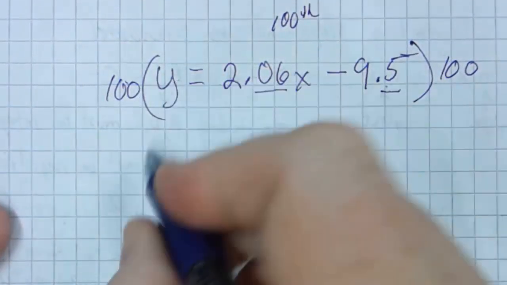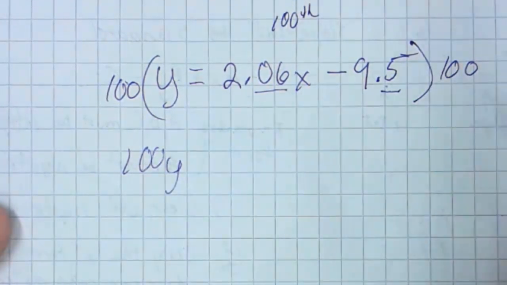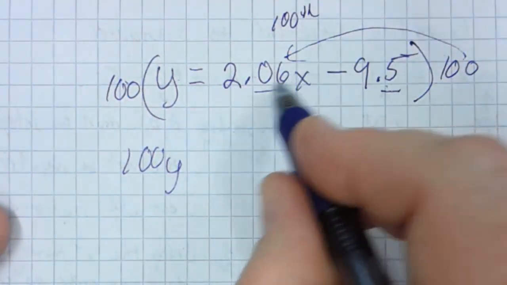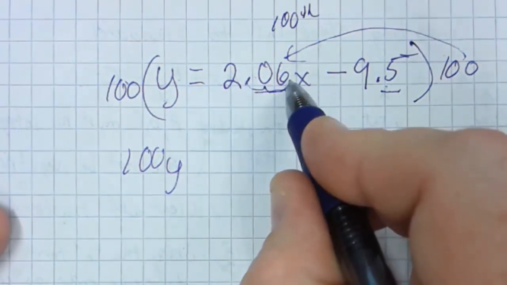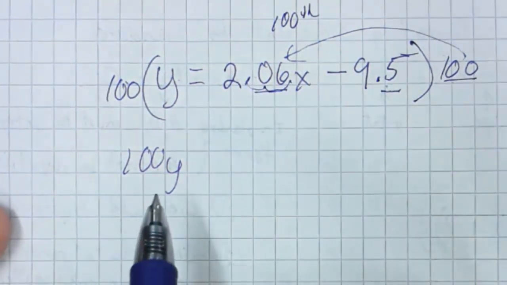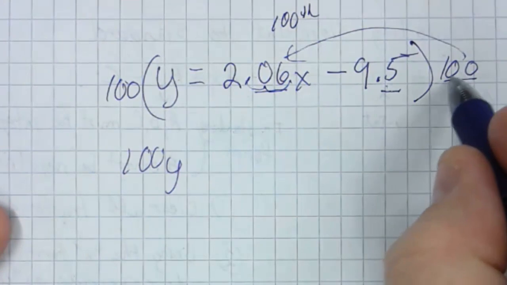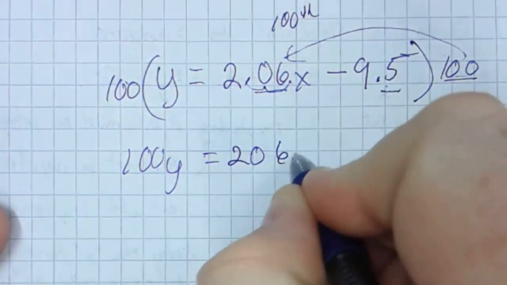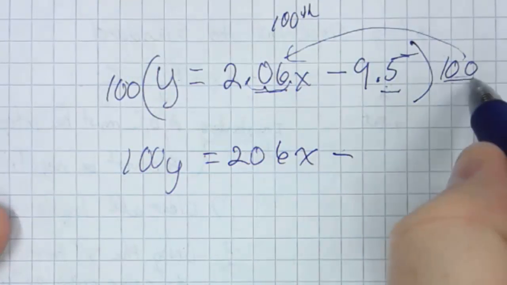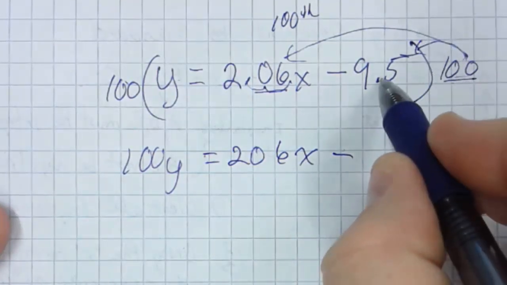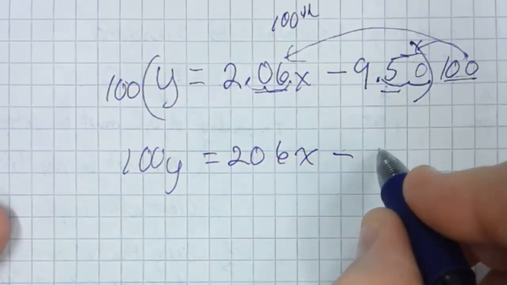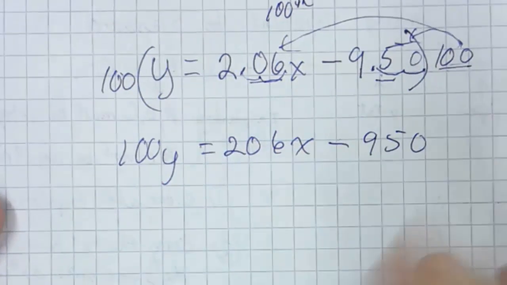So 100 times y is 100y. Now when I take 100 and I times it by 2.06, the effect is the decimal moves 2 places to the right, one for each multiple or each power 10, which is in this case how many zeros I have. So that ends up equaling 206x minus, and I do the same thing here, multiply here, but I end up having to move the decimal twice as well. When I do that, I end up having to fill an extra 0 in there, so minus 950.